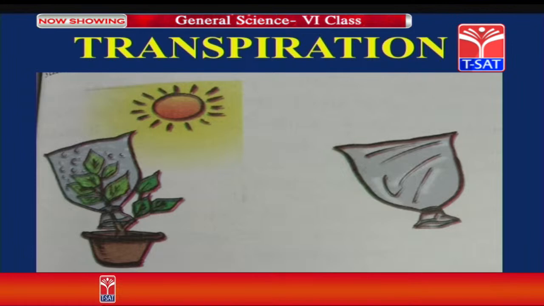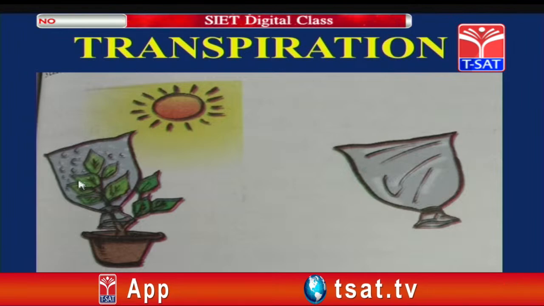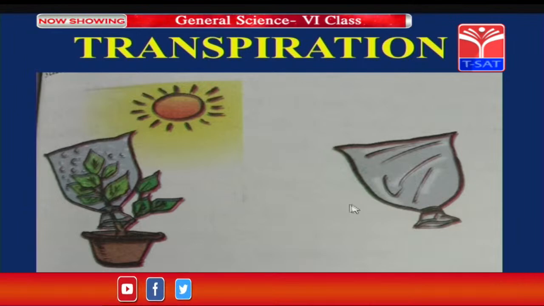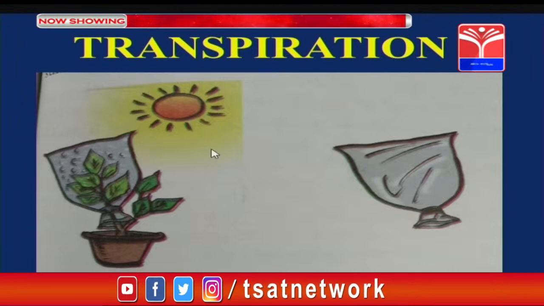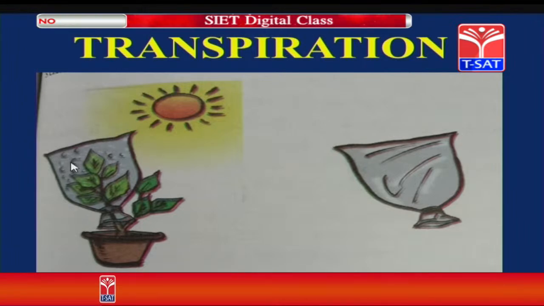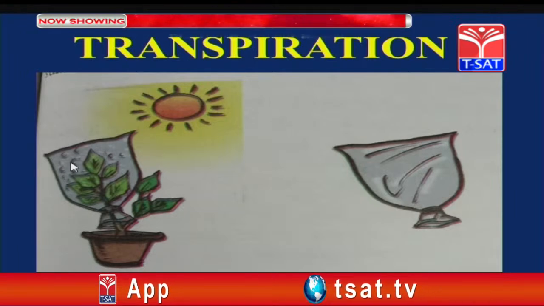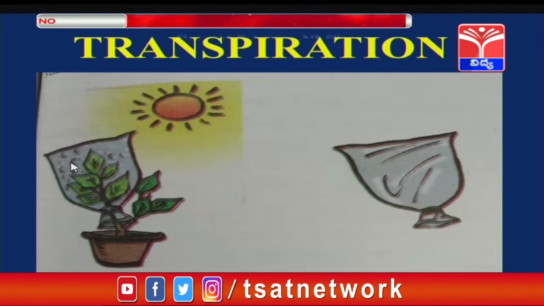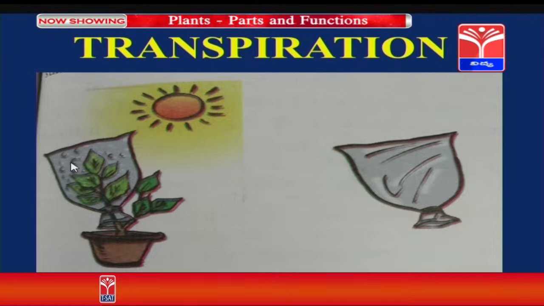Then afterwards, you can observe that small water droplets are present in the first polythene sheet where the plant is present, whereas in the second sheet no water droplets are present. Why? What is the reason? The reason is that the plant in the first polythene cover is undergoing a process called transpiration. That is why water droplets are being collected. Which organ of the plant helps in the process of transpiration, children? That is the leaf.